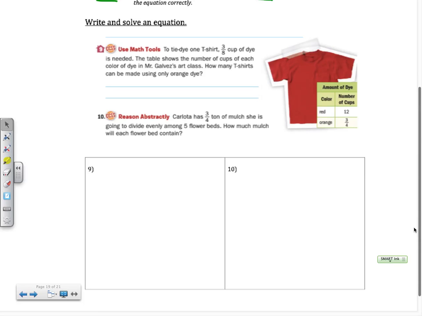Okay, I just read it once. I'm going to look back at the information and pick out what's important. To tie-dye one t-shirt, you need 3/8 cup of dye. That's important. The table shows the number of cups of each color of dye in Mr. Galvis's art class. So I'm going to have to refer to this chart here. And I see he has red and orange. And what color do I need to look at? The question is, how many t-shirts can be made using only orange dye? So there's part of what I have to find, the orange dye.